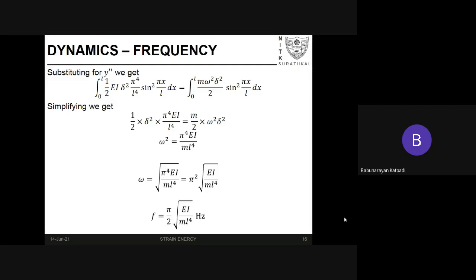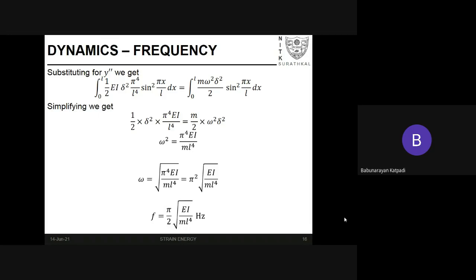And here at the bottom you have lowercase m, which is mass per unit length. Mass per unit length is kg per meter, into L to the power of 4, which is meter to the power of 4. So what remains is only per second squared under the root, so it will be per second, or cycles per second. Hertz is called frequency. Circular frequency omega is radians per second. 1 cycle is 2 into pi radians.